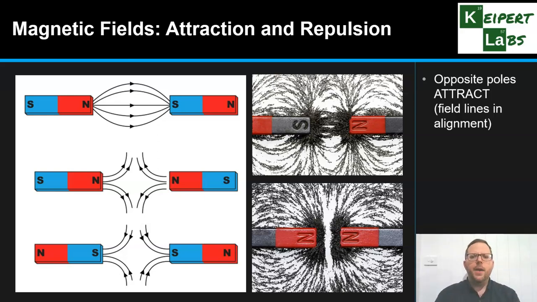And we can see that also in the photo shown just to the right here, which uses iron filings to visualize these field lines, and seeing this connection and attraction between the north pole of one side and the south pole of the other.